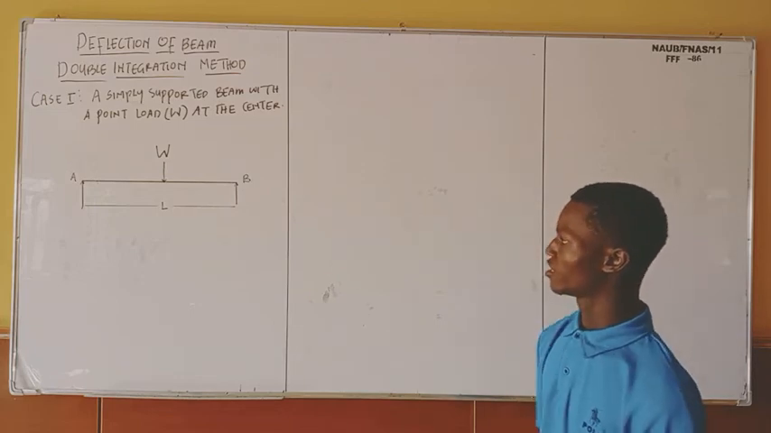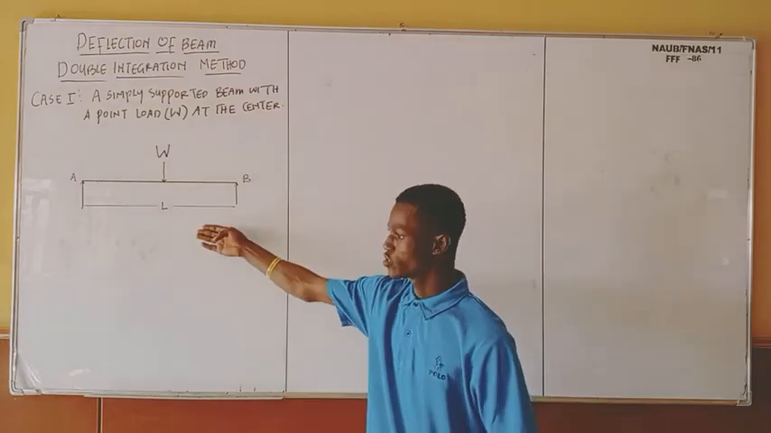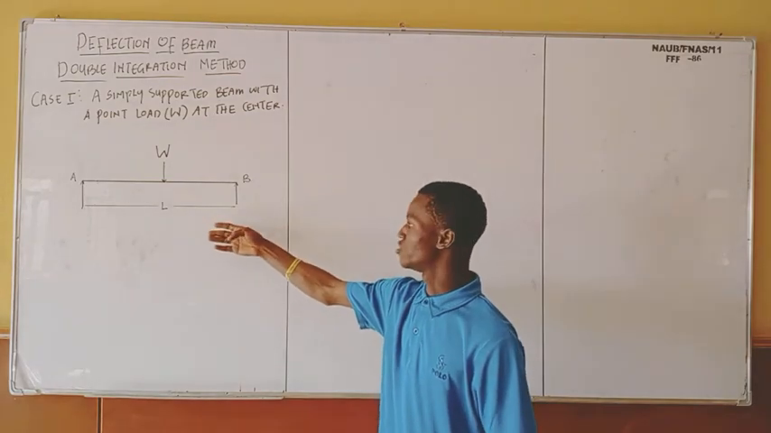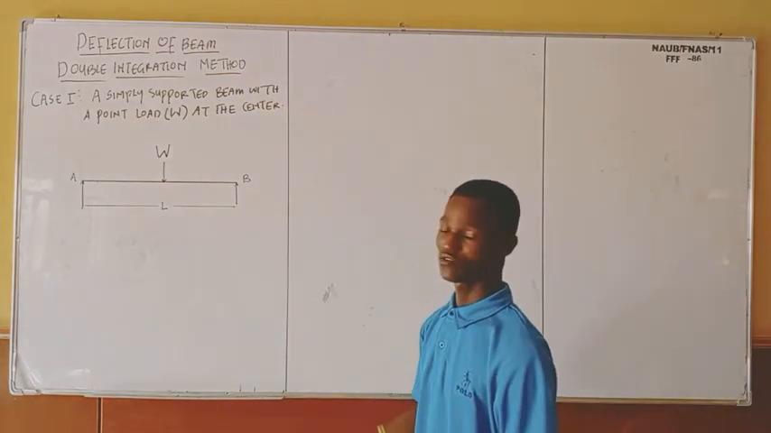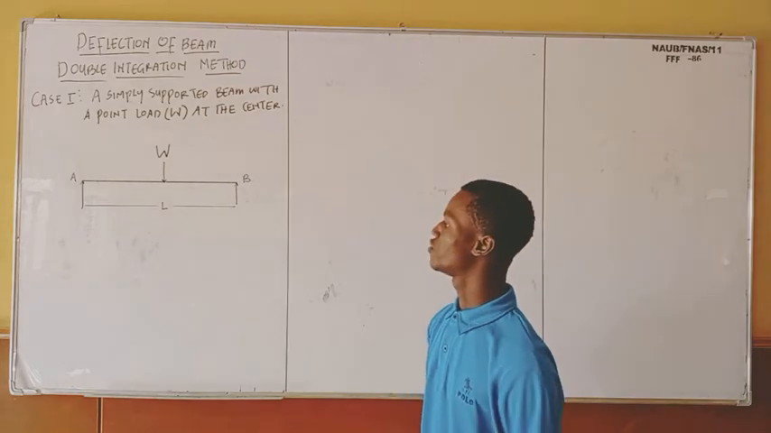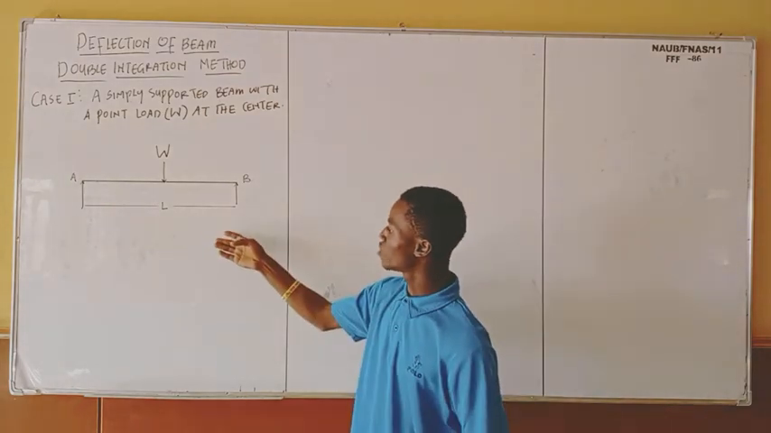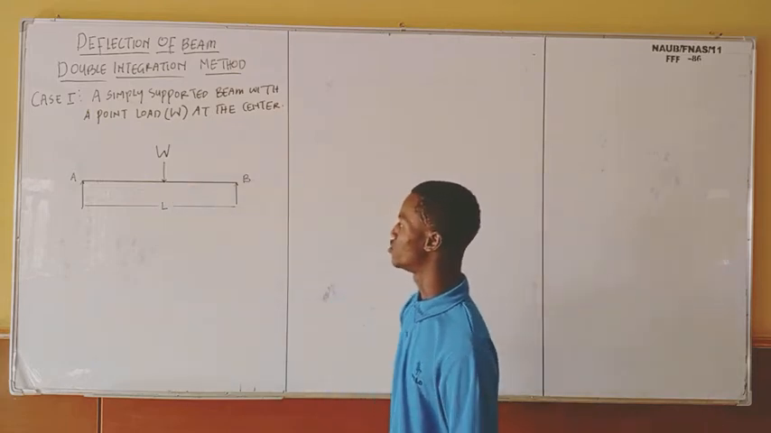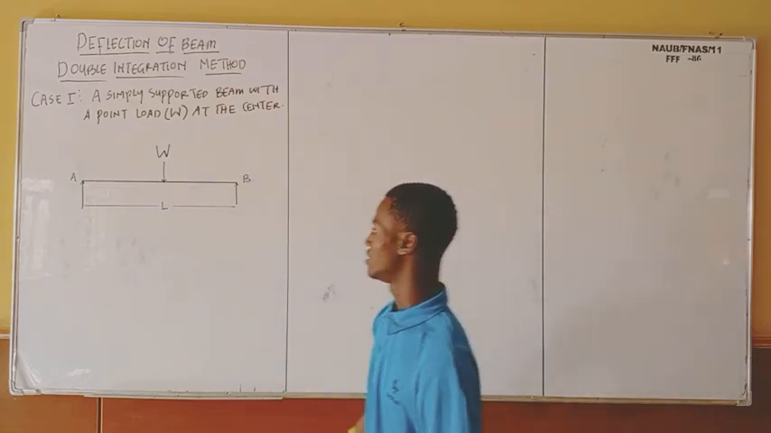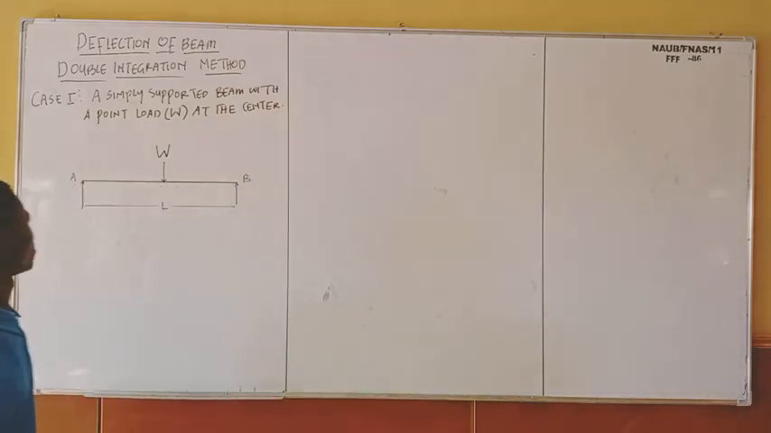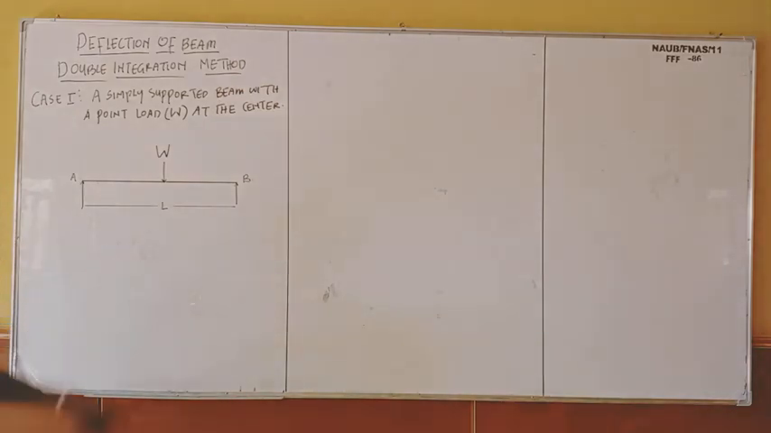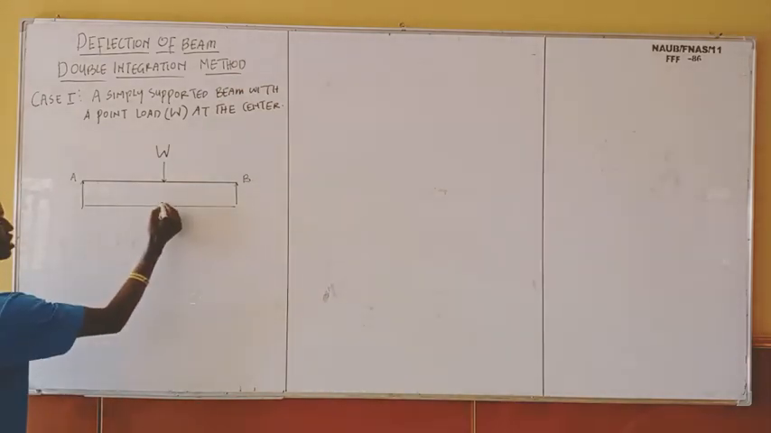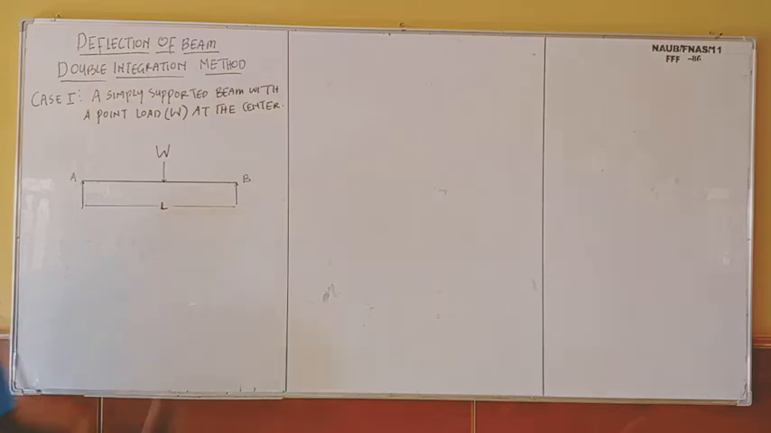If you look at the diagram, you can see that this is a simply supported beam. I've already explained what a simply supported beam is, and the different types of beam, in our previous video. But in this case, we have a simply supported beam with load W at the middle of the beam. And the beam is of length L. That is the length of our beam. So in this case, we want to calculate the deflection for this beam.